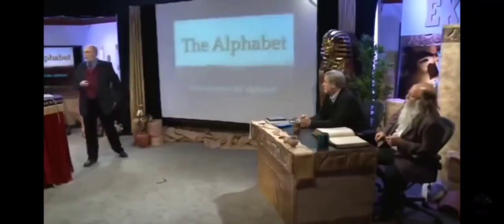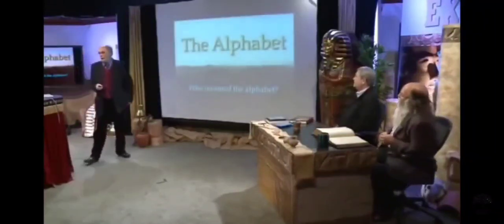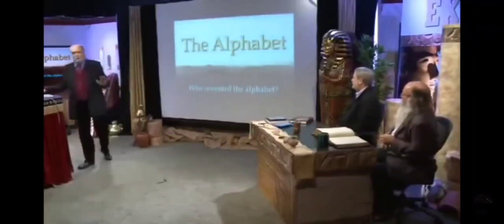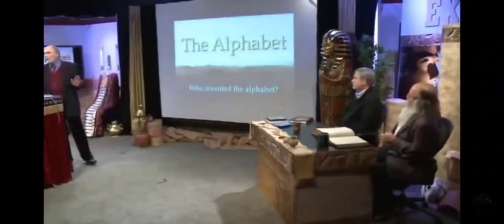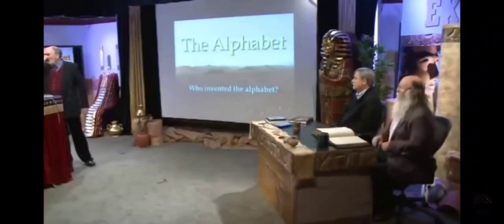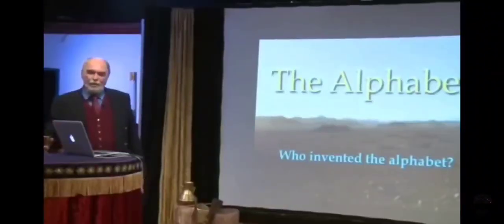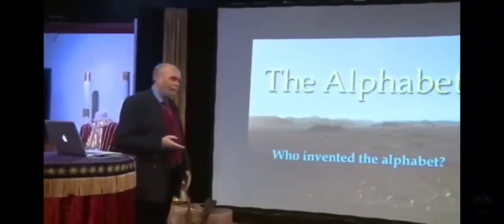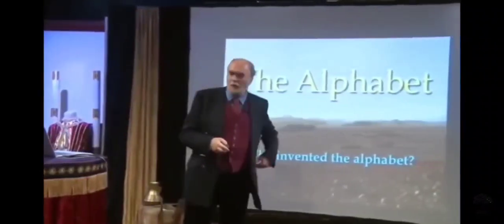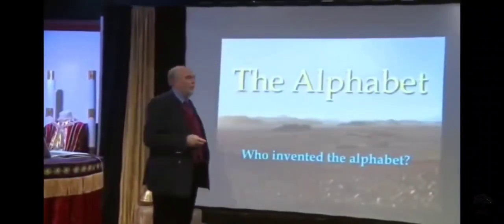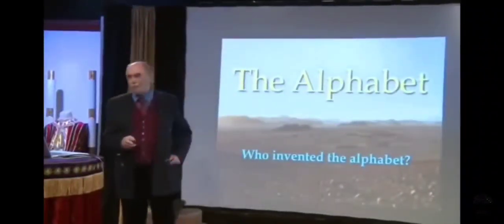So we'll have to move on because I'm being a bit slow. Very quickly, I want to tell you about the alphabet. This Joseph character was a genius, an absolute genius. He was in charge of pretty much everything in the land. One of the things he was due to organize was the mining of turquoise in Sinai.